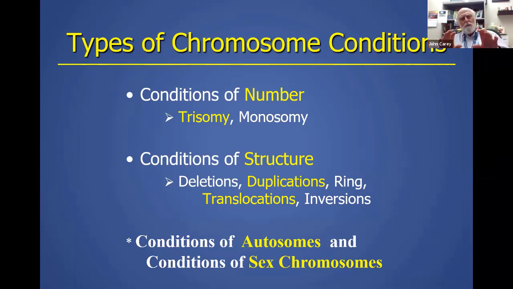In addition to conditions of number and structure, another way you can look at this is conditions of autosomes, that is chromosomes 1 through 22, including 9, 13, and 18, and conditions of sex chromosomes, of which I just mentioned one, Turner syndrome, which involves having a single X rather than two X's. But we're not going to talk about the second type of classification today.